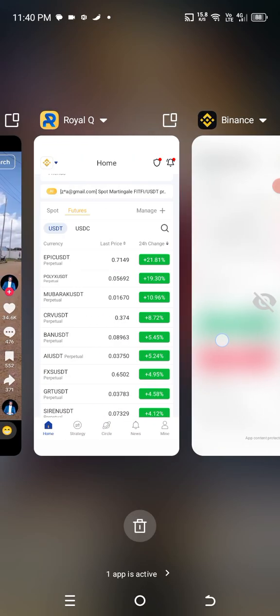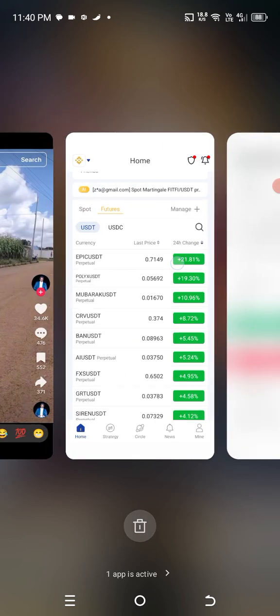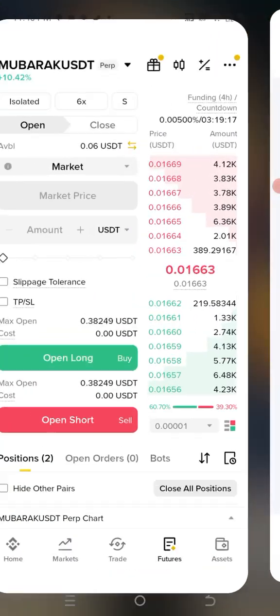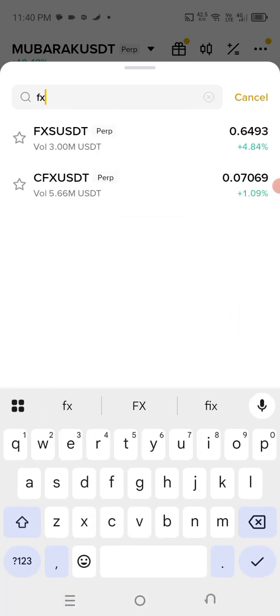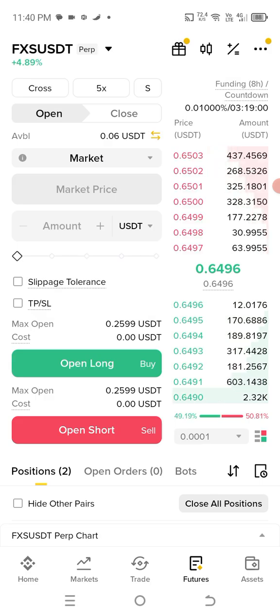Let's check another coin, FX USDT. FX USDT. You can see the funding time is an 8 hour countdown. So after every 8 hours, if you're shorting this trade, you will receive 0.01% of your investment as your funding fee. Remember, in funding fee, you can get the funding fee or you can be deducted the funding fee.